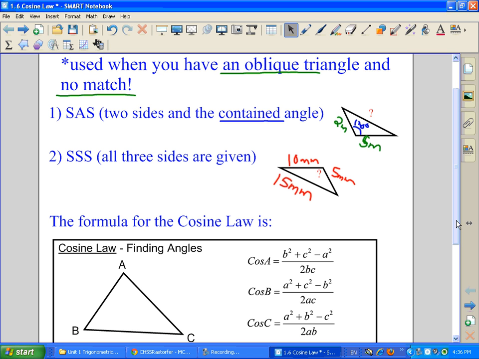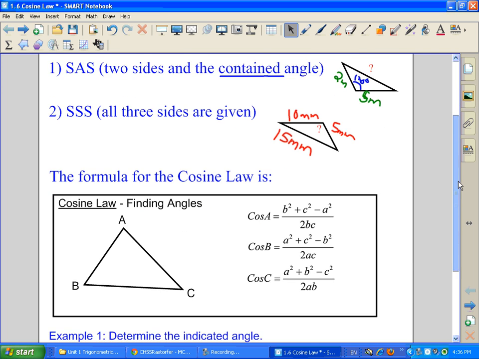Next, try to find a match. So in the first example, side, angle, side, you do not have any match whatsoever, and you cannot find a match because you don't have enough information. And the second one, you've got all side lengths and no angles, so it's impossible for you to get a match. All right, so what we need to do is then, hey, use the cosine law.